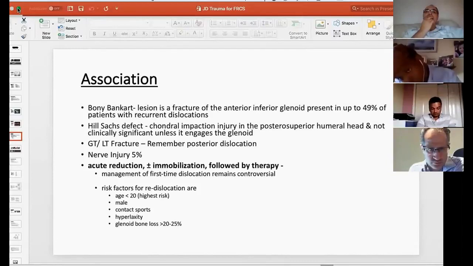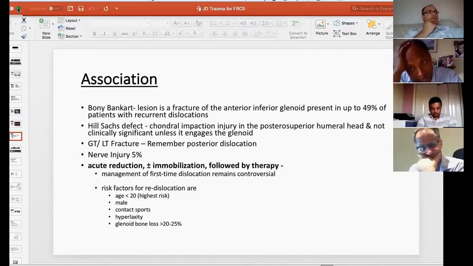If you see a lesser tuberosity fracture, it's a posterior dislocation unless proven otherwise in a shoulder. So nerve injury, 5%. Which nerve? Everyone knows which nerve. It's the axillary nerve. Please test the axillary nerve.